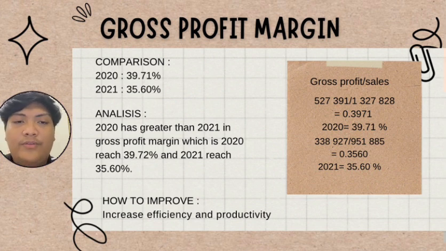A gross profit margin gives the business the resources and flexibility it needs to innovate, break into a new market, and grow quickly. Next, how to improve the gross profit margin is to increase efficiency and productivity, which is to set a goal to track time by tracking how much time various tasks take and avoid unnecessary meetings.